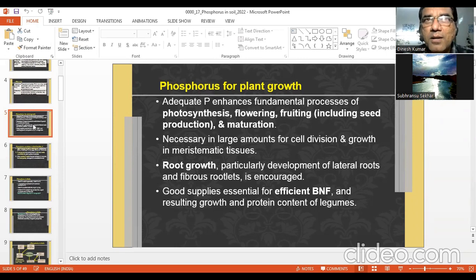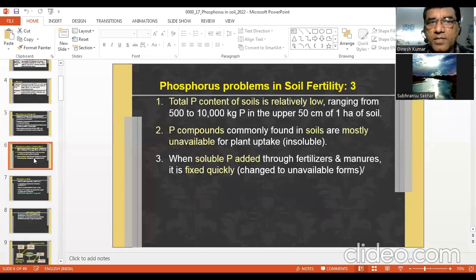So why is it required? Because it helps in the development of roots and also largely in photosynthesis. You can see there are many experiments. I have seen some papers where nitrogen was applied in two plots, but in one plot phosphorus was not applied, and in another plot nitrogen and phosphorus both were applied. N fixation was sufficiently higher in the plot where N and P both were applied. That means phosphorus has a very important role in biological nitrogen fixation also.